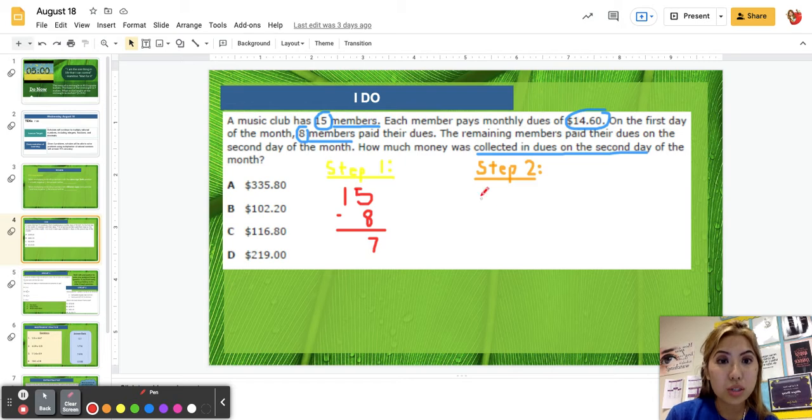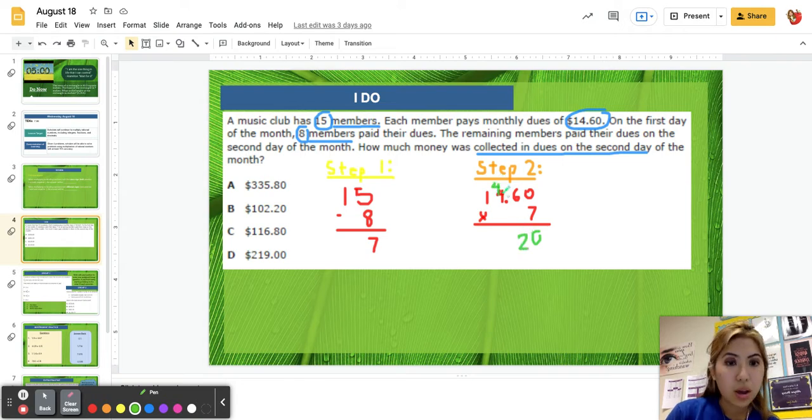So each member has to pay $14.60. And since 7 members have not paid $14.60, I'm going to multiply. So then once I multiply, I have 0 times 7 is 0. 6 times 7 is 42. 4 times 7 is 28. 28 plus 4 is 32. And lastly, 1 times 7 is 7. 7 plus 3 is 10.